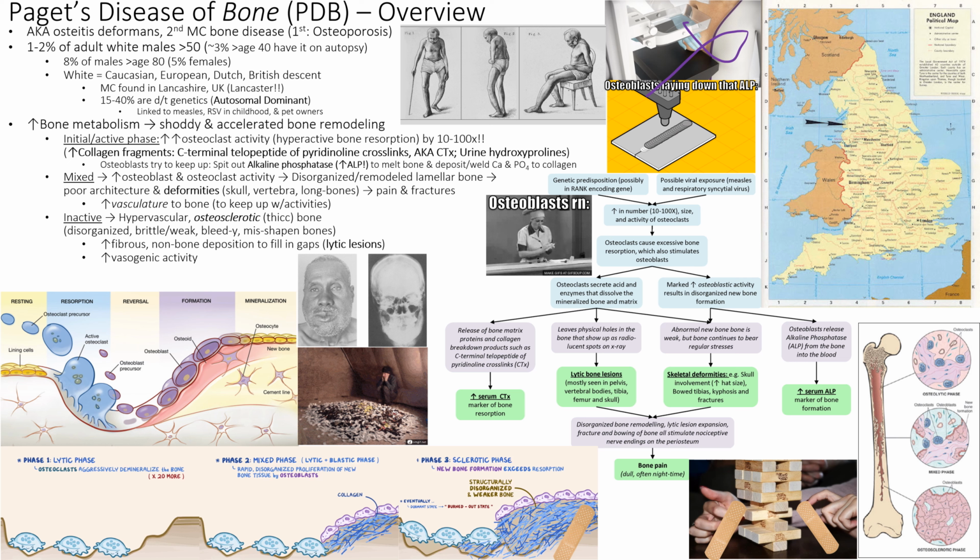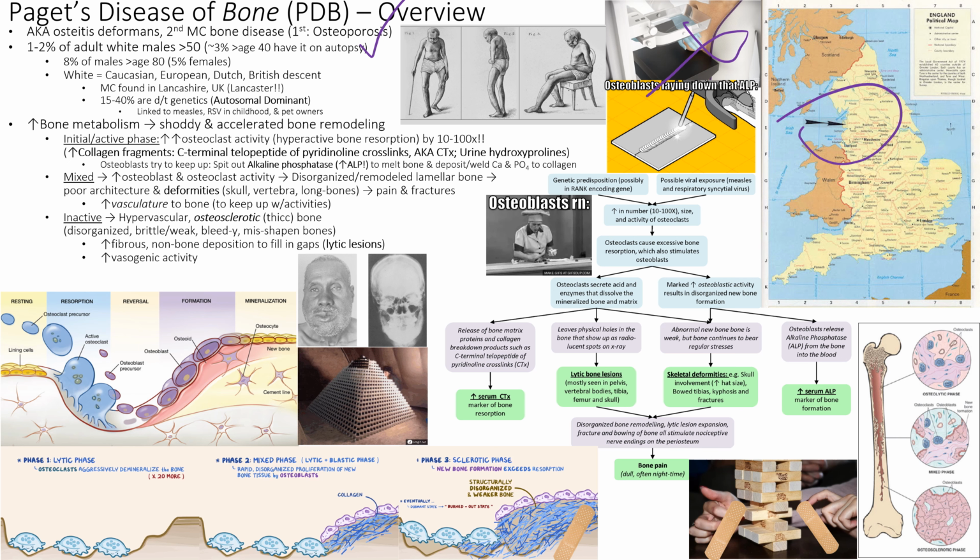So Paget's disease of the bone, or PDB, is the second most common bone disease next to osteoporosis, right? It affects 1 to 2% of white males, whereas osteoporosis is more commonly in females. It usually originated in white men from Lancaster, England. These guys are at highest risk for this disorder. It can be genetic, but can also be due to other stimuli such as recent viruses and recent exposure to RSV, measles, etc. Those things could put you at high risk for Paget's disease.